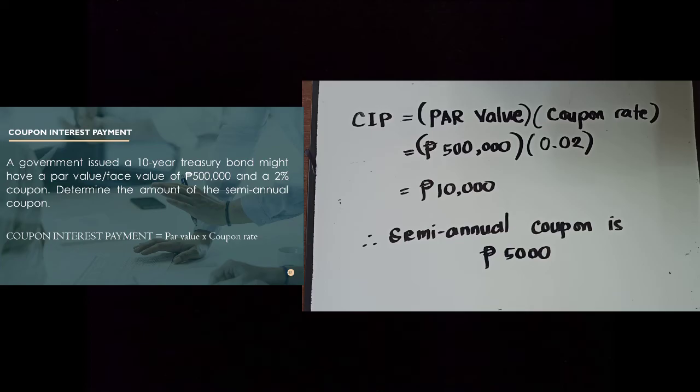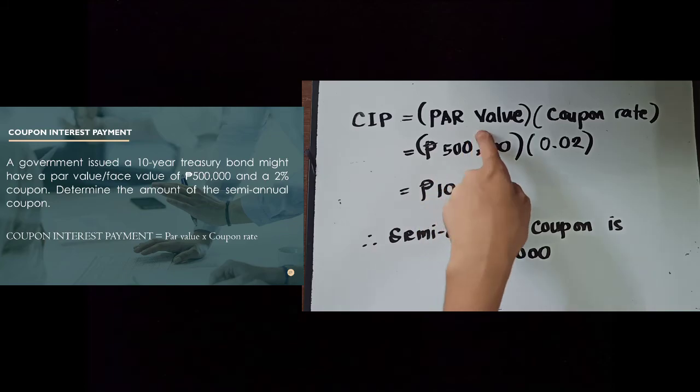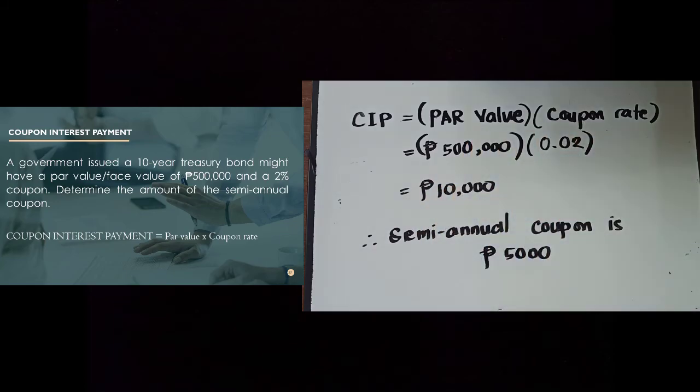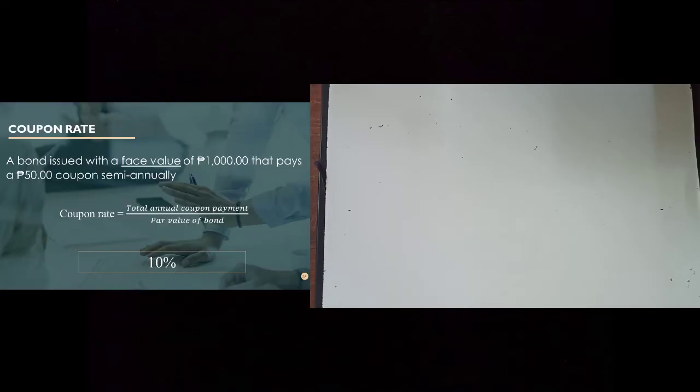Okay, so this is for the coupon interest payment. Again, to solve for the coupon interest payment or the dividend, or ito yung matatanggap mo regularly, CIP is equal to par value, or ito yung principal, multiplied by the coupon rate, or kung ilang percent yung matatanggap mo. Okay. So, ngayon naman, paano kung ang given natin is yung face value and the coupon payment, and yung hinahanap natin is coupon rate.